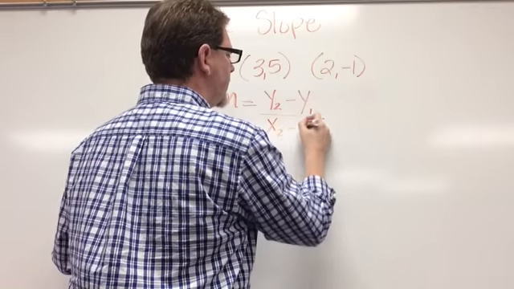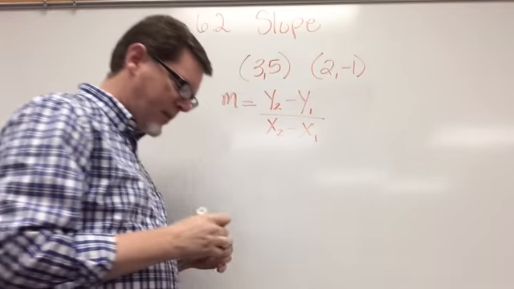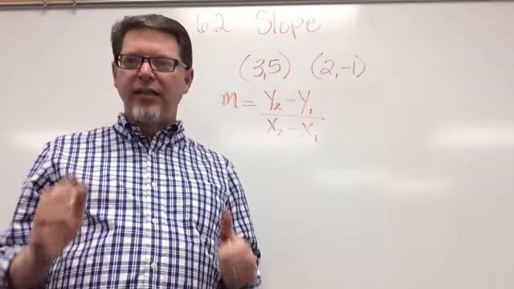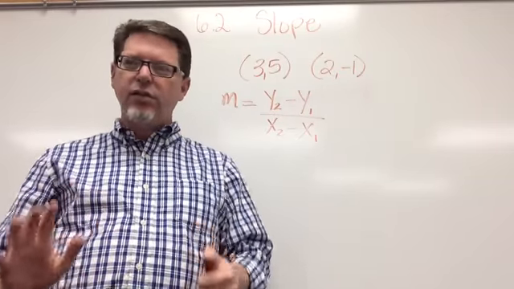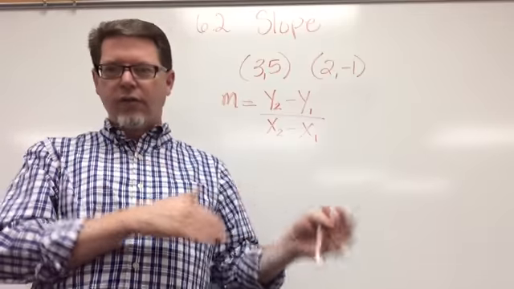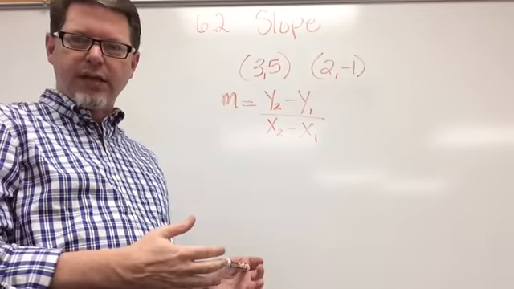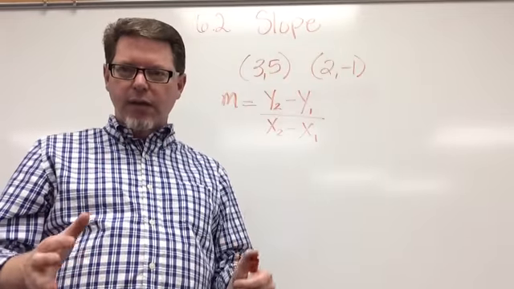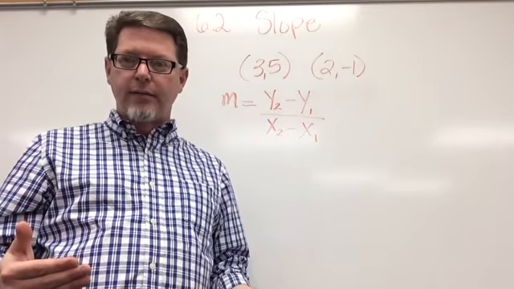x2 minus x1. Now those 2's and 1's are only identifiers. They don't have anything to do with the formula. They just let us know I'm looking at the second y and the first y, or the second x and the first x. So here's my formula. Write it down, memorize it. We're going to use it a lot.